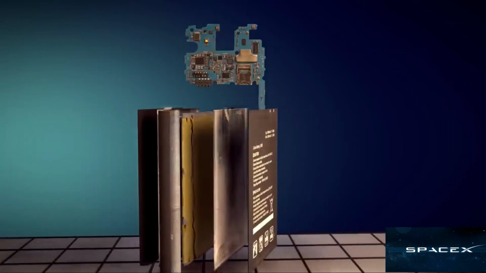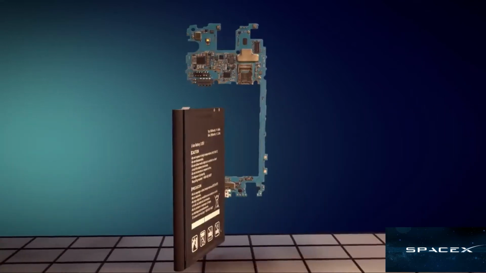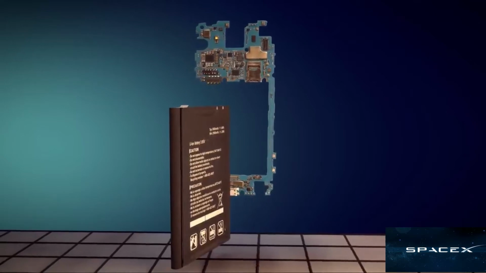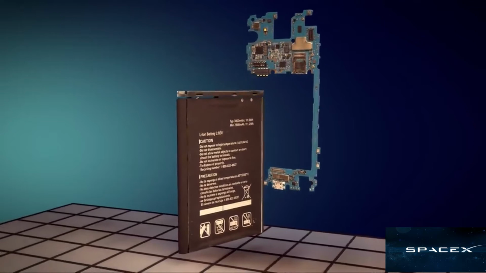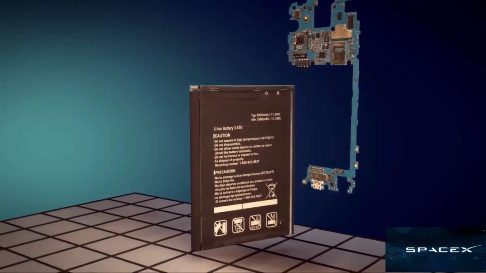I know this is a lot, but fifth and final. In order to regulate the flow of electricity, additional circuitry is added to the top of the battery. This circuitry prevents overcharging and damage to the battery.